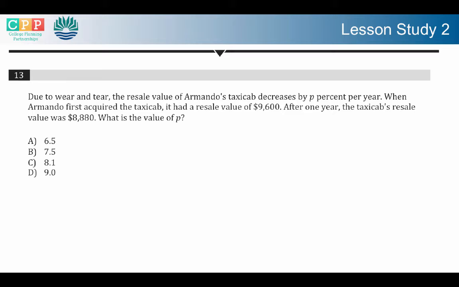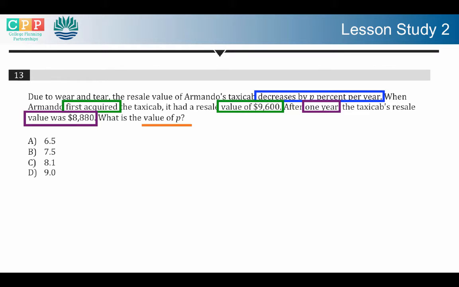So, the first thing we need to do is highlight what's important in this. It decreases by P% per year. That is a very important thing. Highlighted in green, you'll notice that when first acquired the value is $9,600. After a year, the value is $8,880. And underlined is what is the value of P. So we need to find out what the percent decrease was.